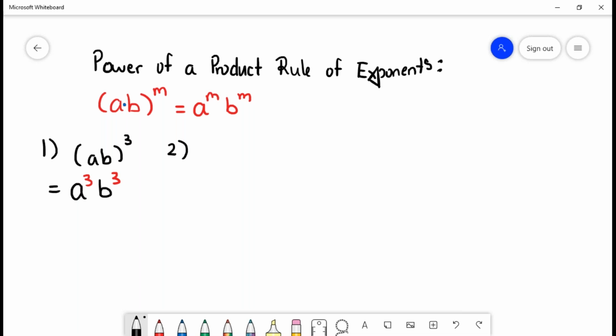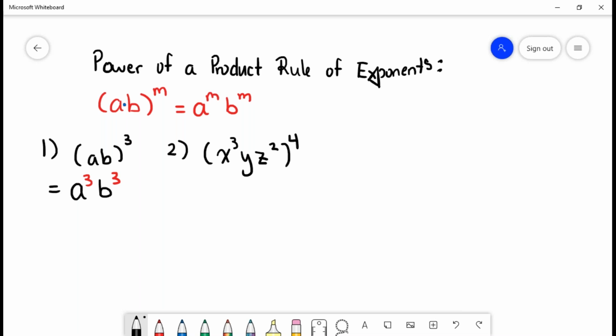So now we're going to do one more problem using the power of a product rule of exponents, and that is x to the power of 3 times y times z to the power of 2, all raised to the power of 4.